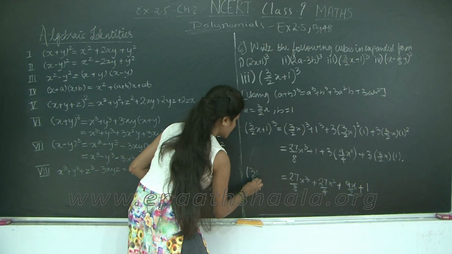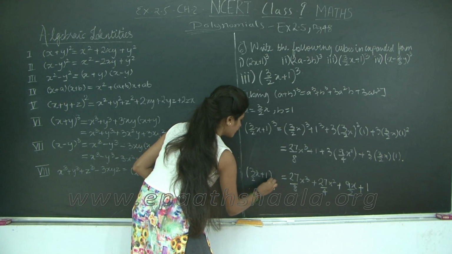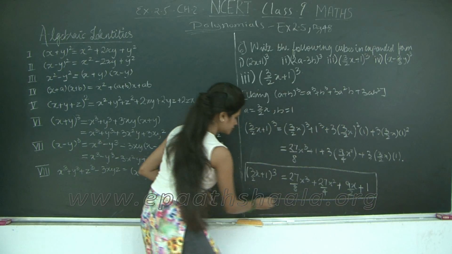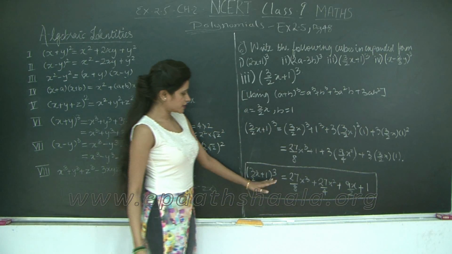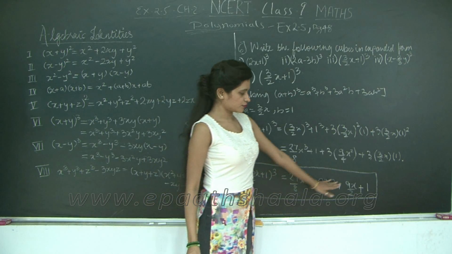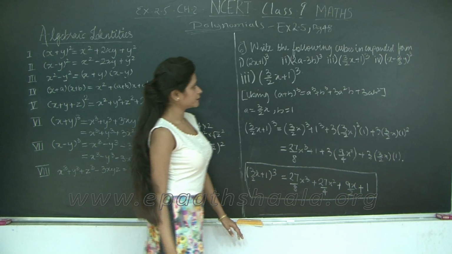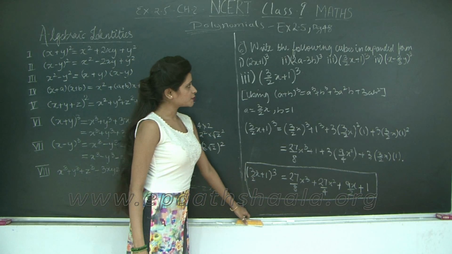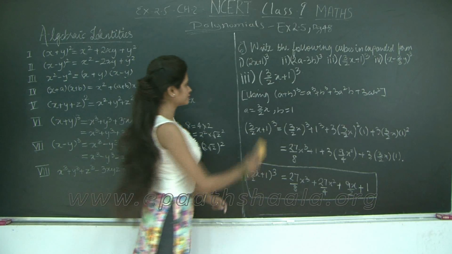3 upon 2x plus 1 the whole cube. So this is a polynomial in one variable. It is a cubic polynomial, so I have 4 roots. Not 4 roots, 4 terms. Let's proceed with question number 4.